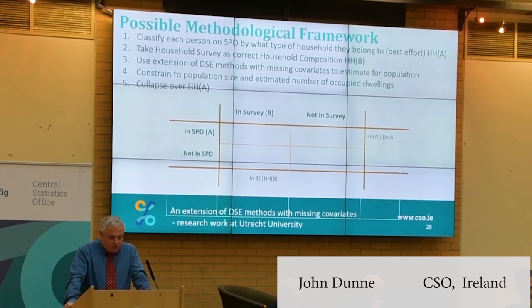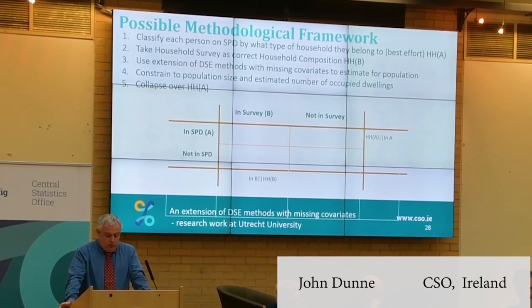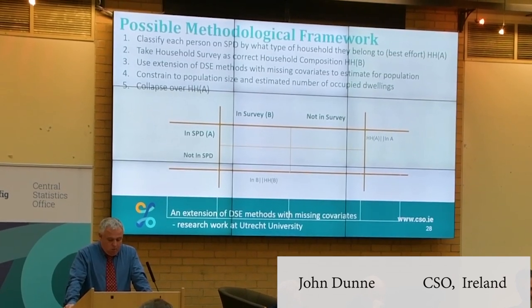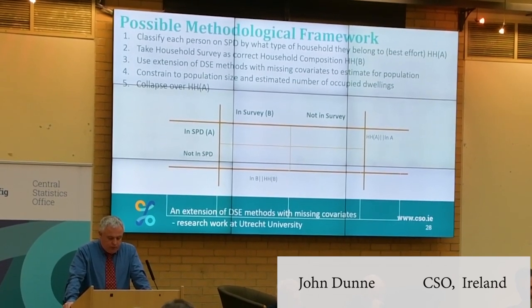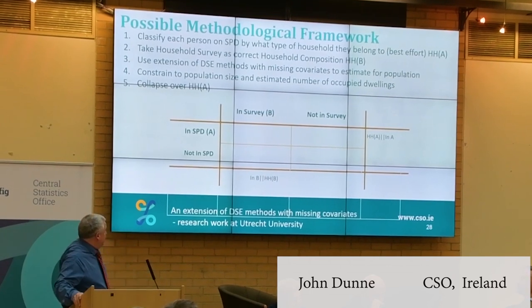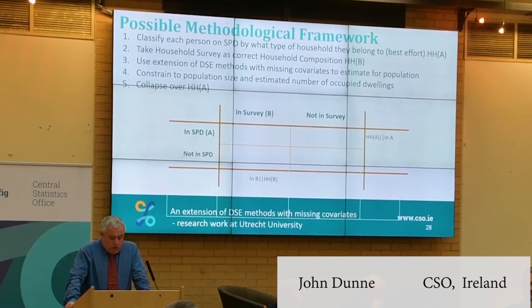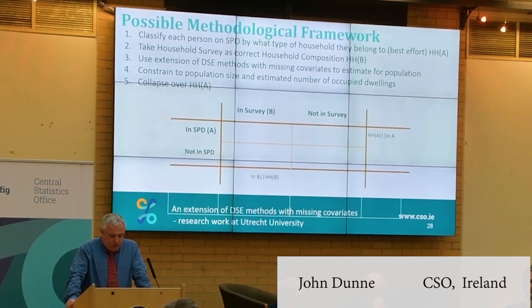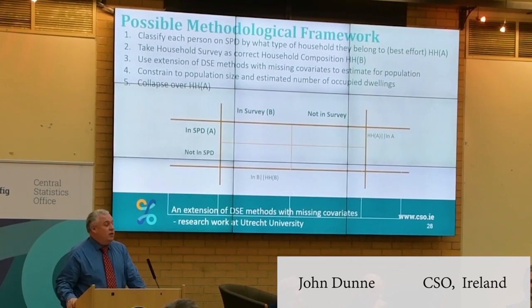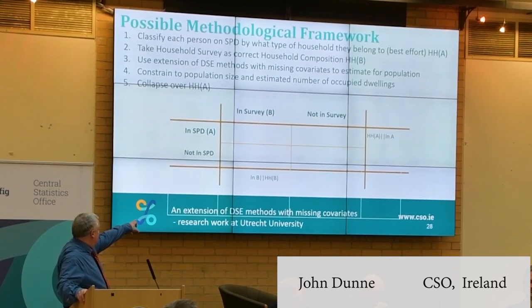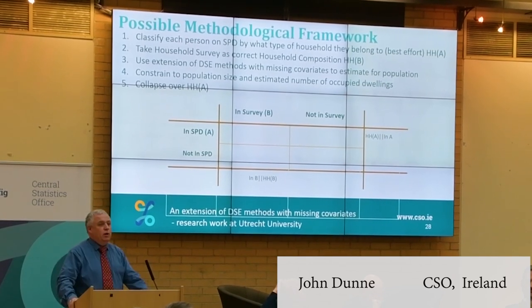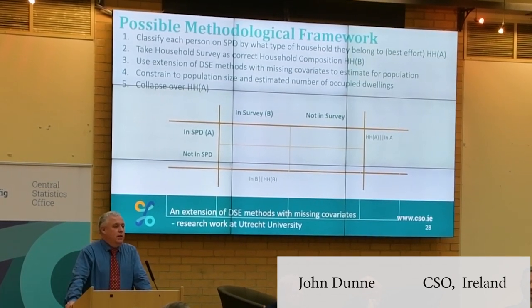Again, the household composition classification is of the form one adult, two children, two adults, one child, and so on. And we get our marginal total over there in the first row. We do the same for the household survey in terms of each person in the survey. But in this instance, we know the classification in the survey, so we know the household composition. So HHB is really the truth and what we're trying to estimate for the population as a whole.